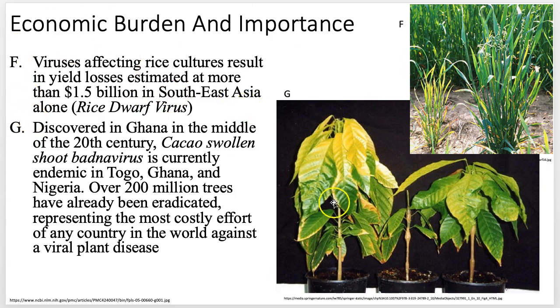And then this one was a relatively new one. So it's in Ghana, the cacao. So they're making chocolate, basically. This cacao swollen shoot Badnavirus.